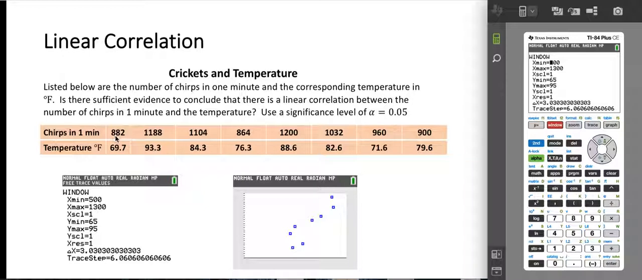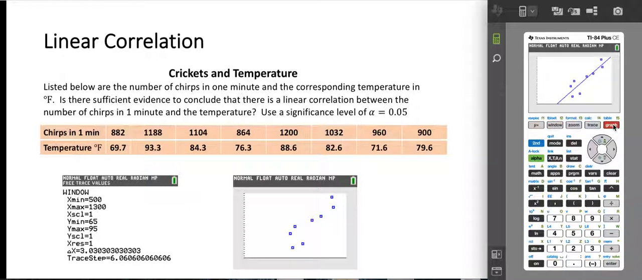So what I looked at was list 1, and the lowest number of chirps per minute was 864. I just went down to 500. The highest was 1200. I went up to 1300. And then I did the same thing with these values, which are essentially the Y values. So the chirps is X in my example, and the temperature is Y. The smallest temperature was 69.7, and the largest was 93.3. So I went from 65 to 95.